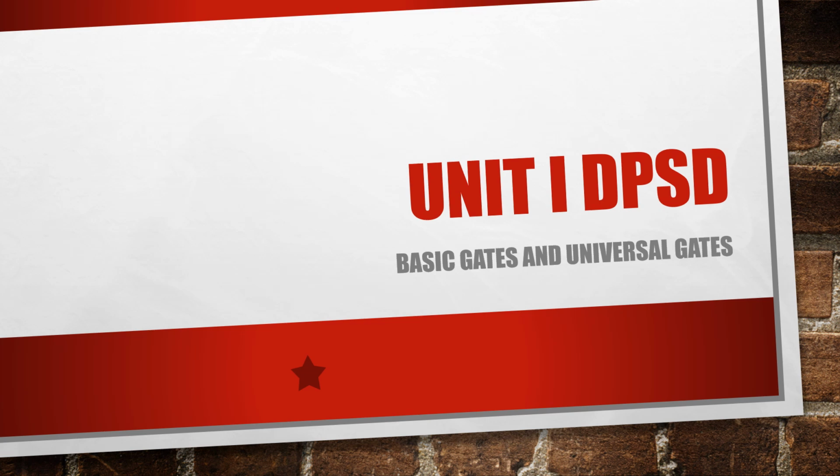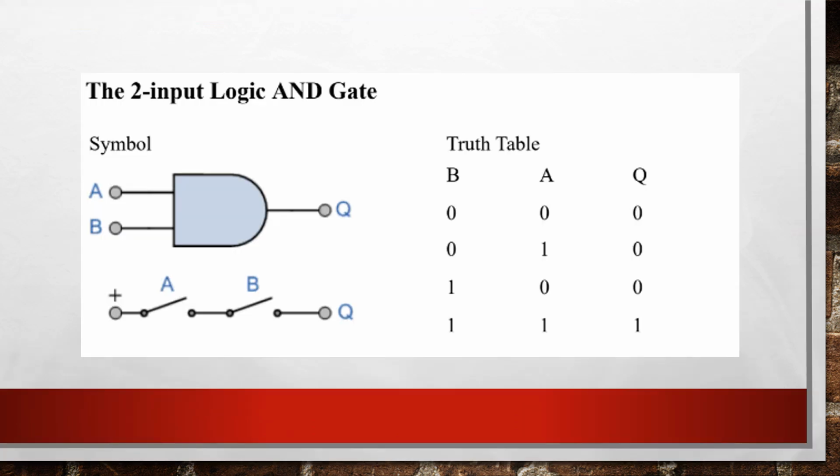I would like to discuss basic gates and universal gates. The basic gates are AND, OR and NOT gates. So, why are they called basic gates? It means the digital circuits deal with these gates as the basic ones.